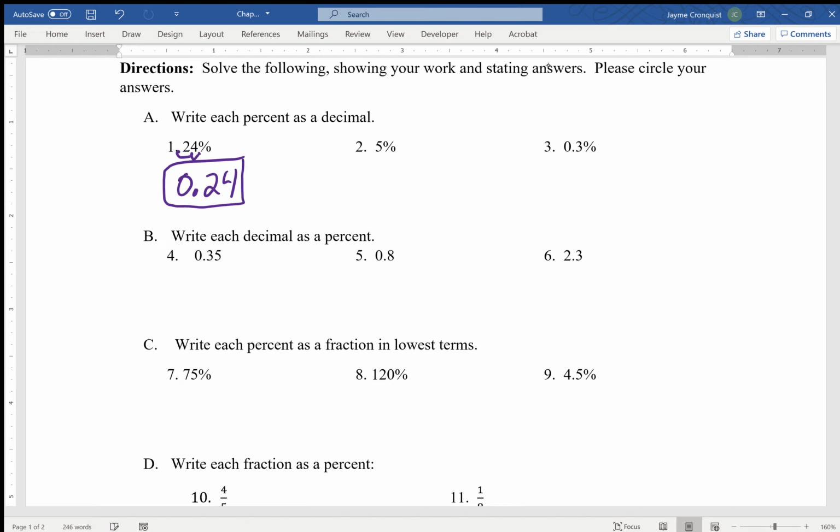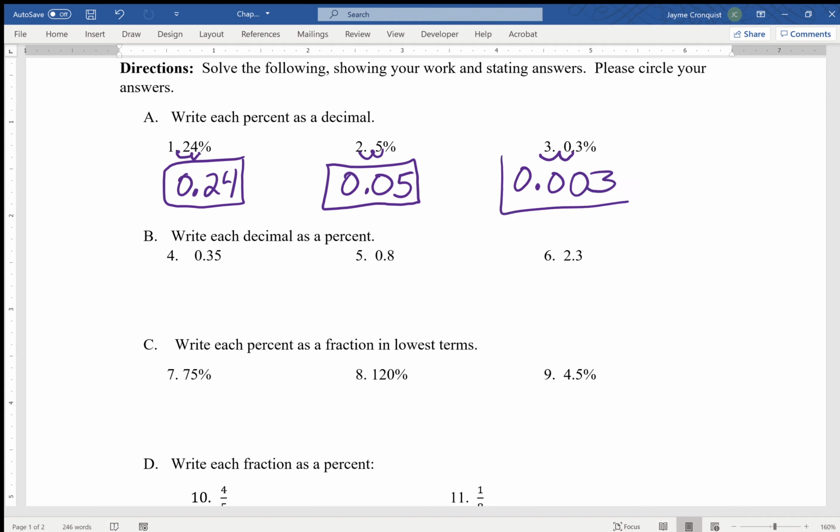Again, 2 decimal places, 0.05. I would prefer that you put the 0 out front. You don't have to, but it does help place the decimal place for you. Okay, 1, 2. So point, we have 0.003. Please remember to box your answers.